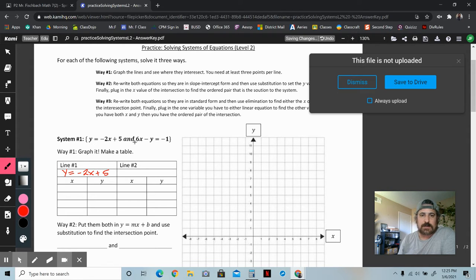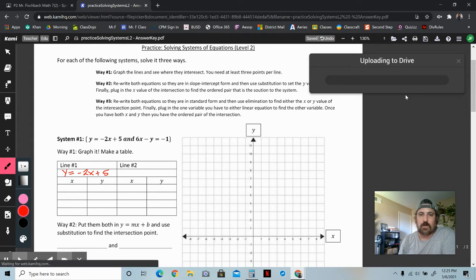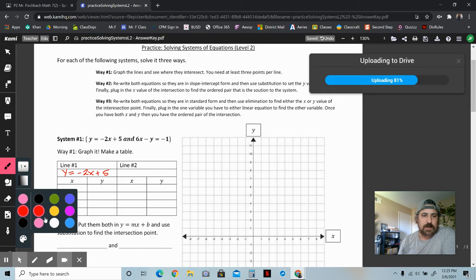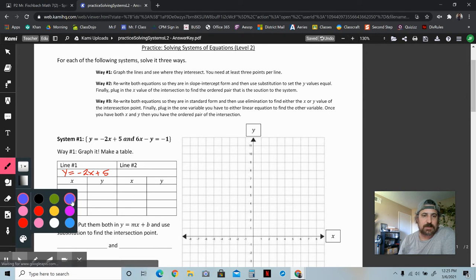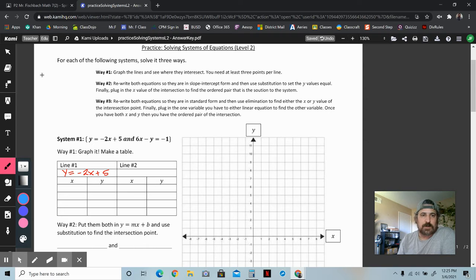The other line is 6x minus y equals negative 1. So we're going to solve for y and put that into slope-intercept form. So here we have 6x minus 1y is equal to negative 1. You want to get y by itself. So I think the easiest way to do this is just to add y to both sides and then add 1 to both sides. And when you're done with that, you're going to get y on one side is equal to 6x plus 1. So that's it.